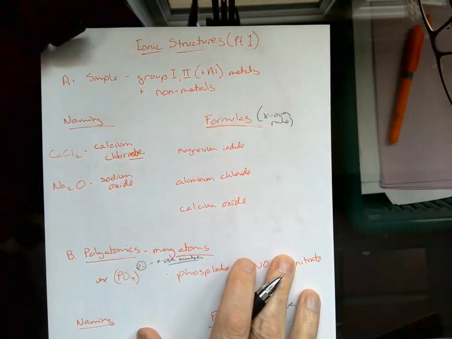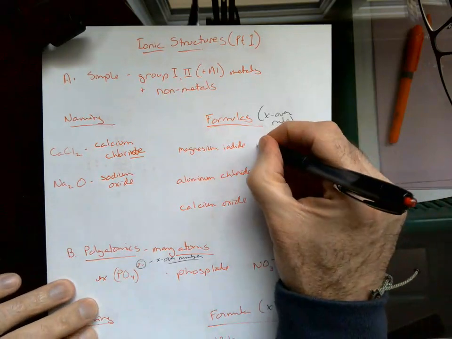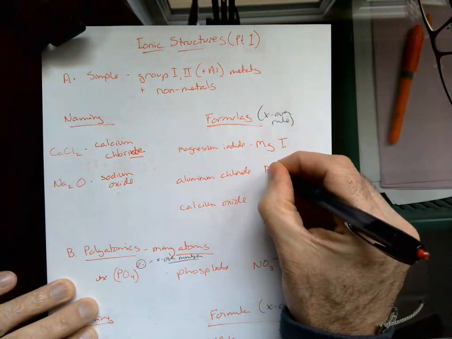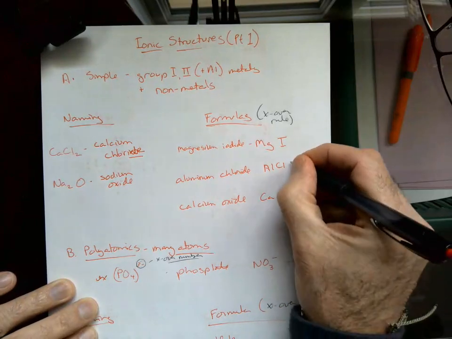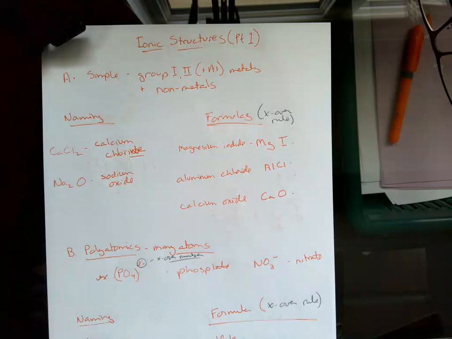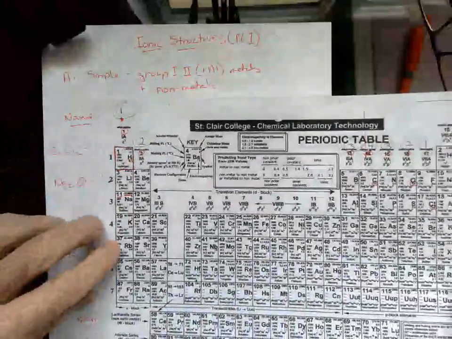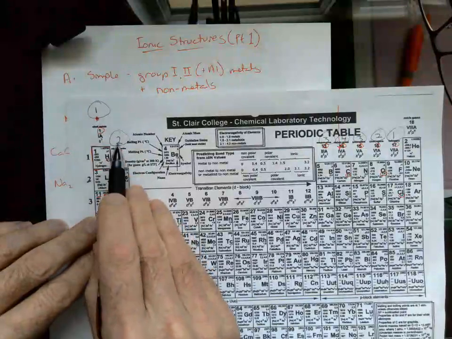Now, here's where it gets a little trickier. It's with the formulas. Step 1 is to put the elements down. So let's go Mg and I, Al and Cl, Ca and O. Step 2, once you've done that, we're going to look for things called crossover numbers.